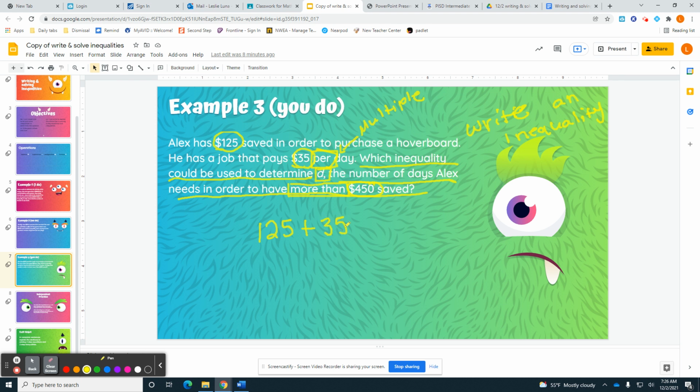So we have 35, which can be used to determine D, the number of days. So that means we're using D as our variable, not X. Needs in order to have more than. If he wants to have more than 450, what inequality symbol are we using? If you said greater than, you are correct. All right. So go ahead and move on to your independent practice.